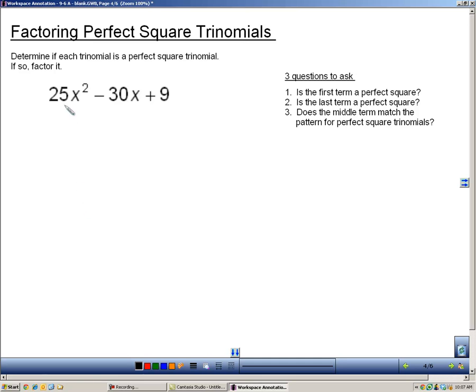The first term is a perfect square. It comes from a 5x squared. The last term is a perfect square. It comes from a 3. So now we ask ourselves, is the middle term 2 times 5x times 3? 2 times 5 is 10, times 3 is 30. Yes, it is. So we can say that the factored binomial is 5x minus 3 squared.